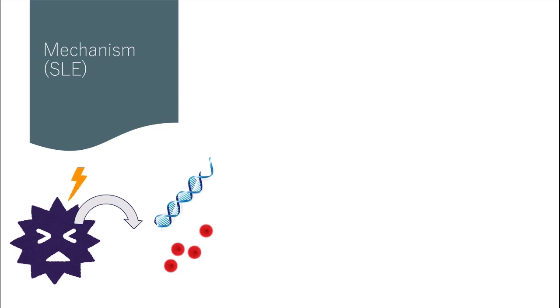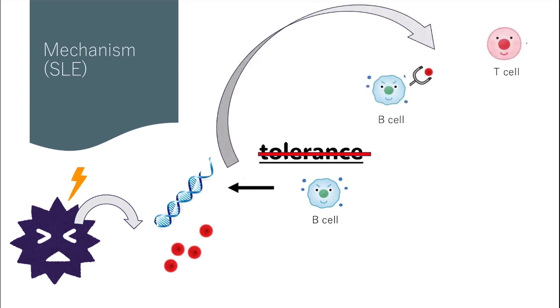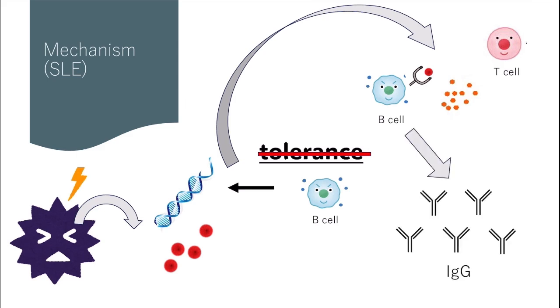Damaged cells release DNA and nuclear proteins. Normally, these are not recognized as antigens due to immune tolerance. However, if immune tolerance fails for some reason, B cells present these molecules as antigens. When helper T cells interact with these B cells and activate them, the B cells produce IgG antibodies. These antibodies bind to the self-antigens, forming immune complexes.